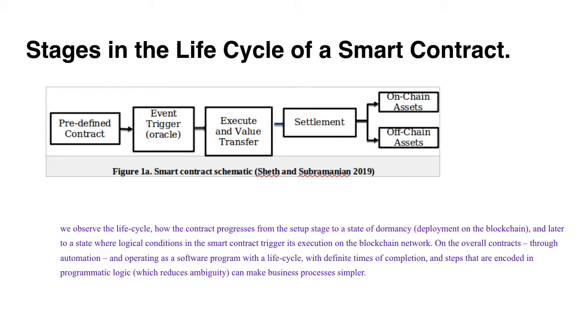So we observe this life cycle and how the contract progresses from the setup stage to the stage of dormancy, once it's deployed onto the blockchain, and later, when the logical conditions in the smart contract are met, it is triggered and executed on the blockchain. Overall, contracts, through automation and operating as a software program with a life cycle, with definite times of completion and steps that are encoded in the programmatic logic, can definitely make business processes simpler.